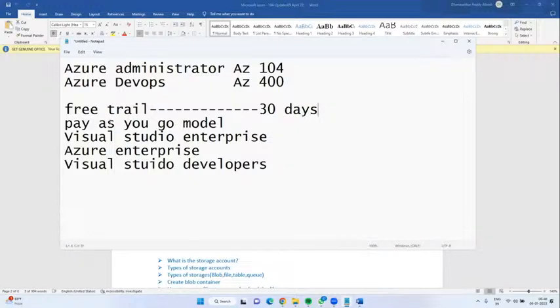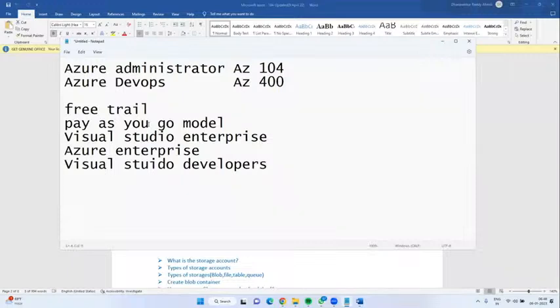Now, this is about free trial subscription information. Next, what is the advantage of these subscriptions? One organization may have n number of subscriptions. Please remember, these are bullet points. One organization may have n number of subscriptions. I could see around 30 plus subscriptions in my project.